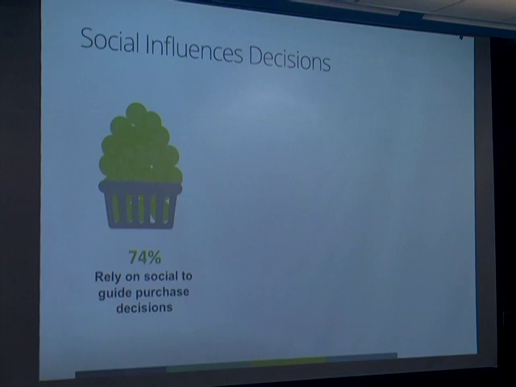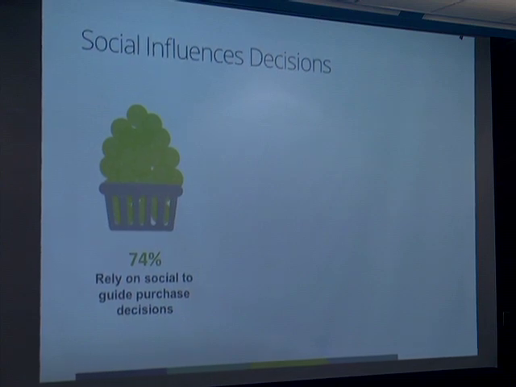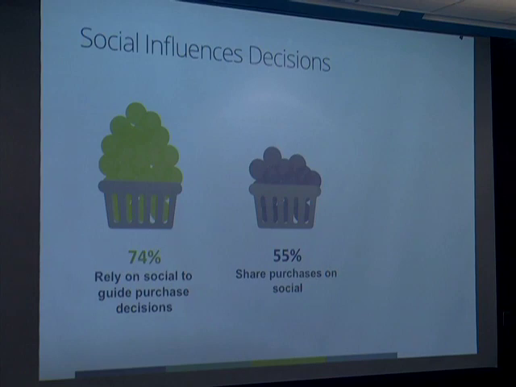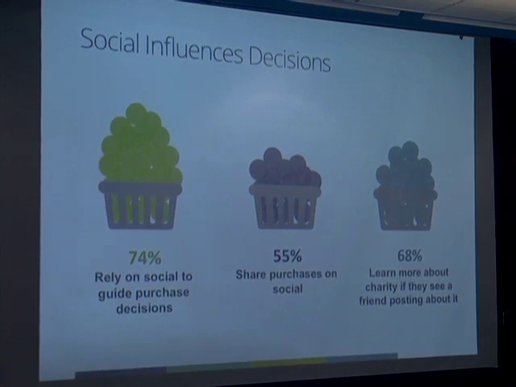Social influences decisions. 74% rely on social to guide their purchasing decision. 74% of people are going to social channels to figure out if they really want to buy a product. 55% share their purchases on social. That's why it's easy to know if they like your product or not. And 68% learn more about charity if they have a friend posting on social media.